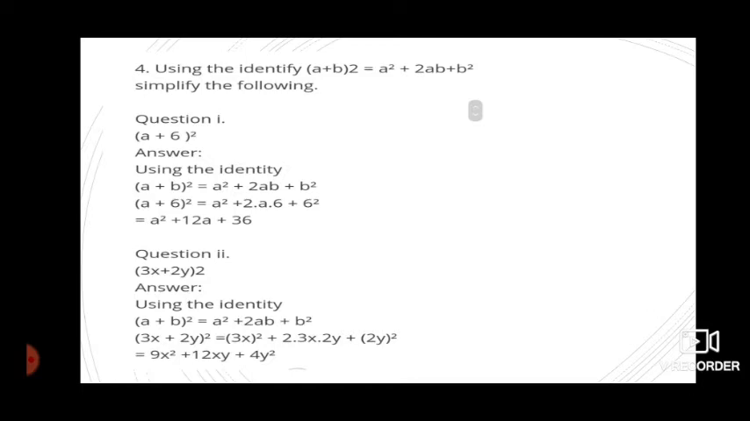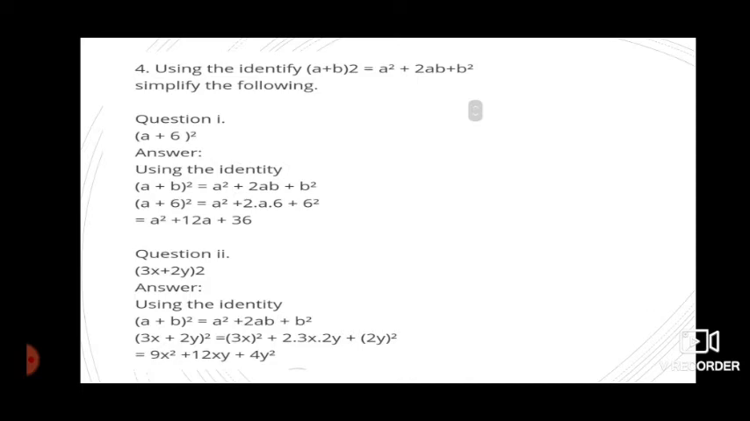So a square, a is a only, so a square plus 2ab, that is 2 into a into 6, plus b square, that means 6 square. That is equal to a square plus 12a plus 6 square, and 6 into 6 is 36. Next, question number 2: 3x plus 2y whole square. Using the identity a plus b whole square is equal to a square plus 2ab plus b square, here a is 3x and b is 2y.